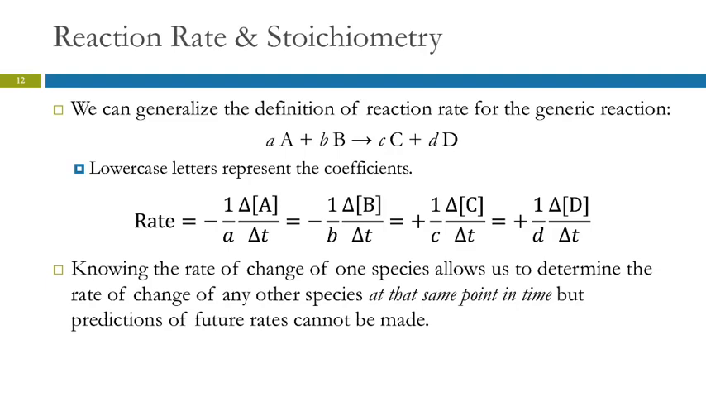This allows us to predict the rate of change of one species based on the rate of change of another at one point in time. It doesn't allow us to predict what's going to happen in the future. It's just a single point in time.